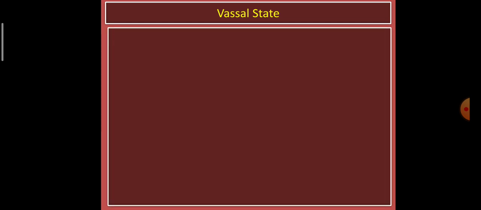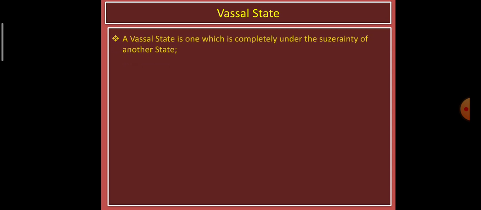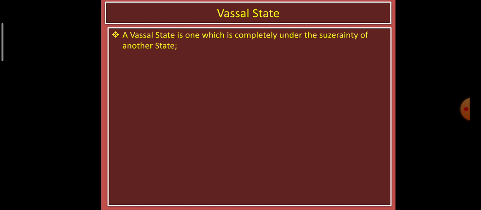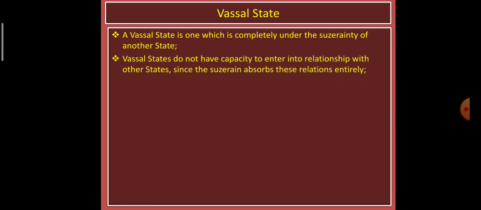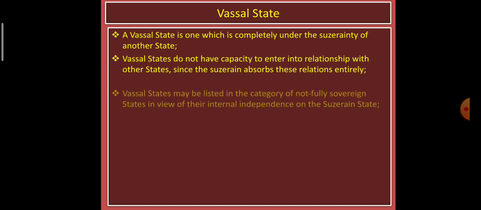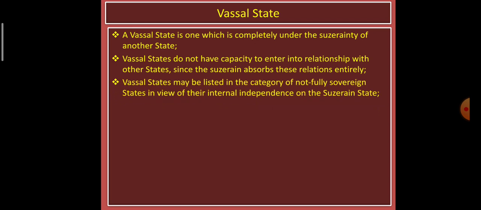Let's understand what a vassal state is. It may seem similar to a protectorate, but we will discuss the difference after this definition. A vassal state is one which is completely under the suzerainty of another state, whereas in a protectorate it was not complete suzerainty; it was a treaty to protect it from other states. A vassal state does not have the capacity to enter into relationship with other states, since the suzerain absorbs these relations entirely.